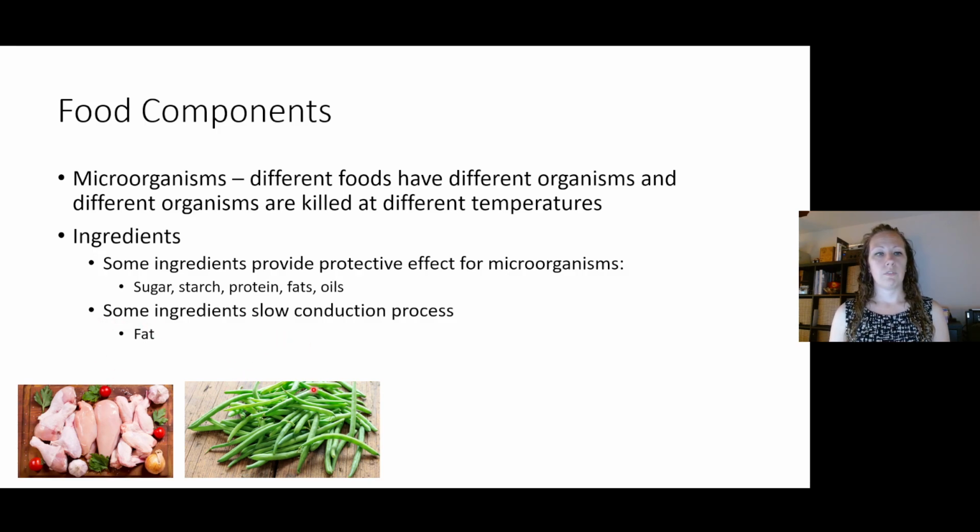Okay, and so fat is going to be really both, right? It's very protective and it slows that conduction process. Fat is an insulator. It keeps whatever's at the center of it the temperature that it is for a longer time, right? It keeps heat from flowing in or out. That's why whales have blubber, right? And so fat is definitely a component of our ingredients that we have to consider when we are designing what our thermal processing looks like.